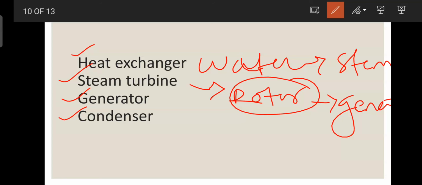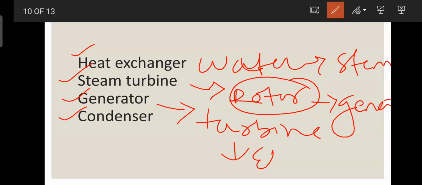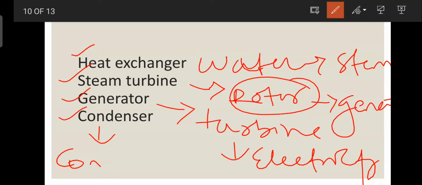So let's see another thing, that is the generator. What does the generator do? The generator is connected with the turbine through the shaft and is used to generate electricity. You already know that. And what does the condenser do? As the name suggests, the condenser is used to condense steam.